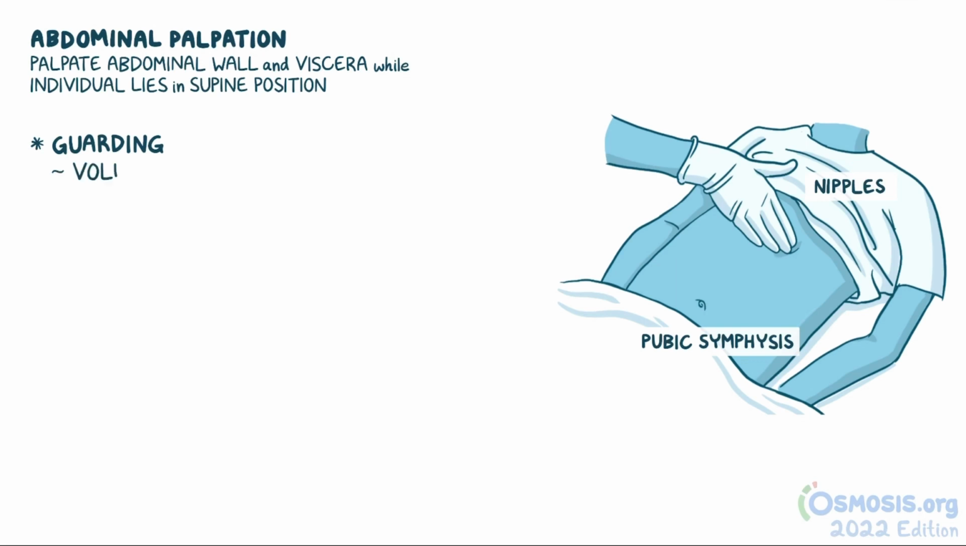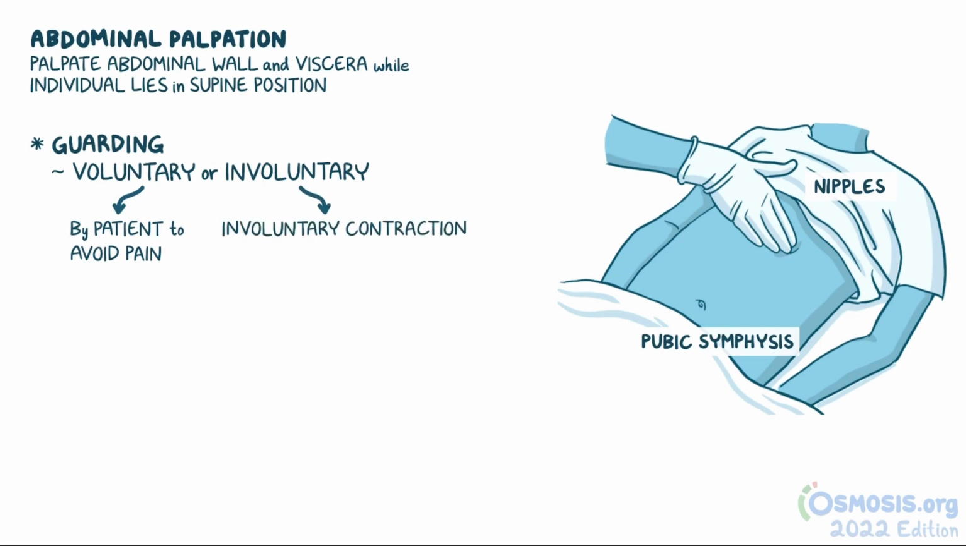Guarding can be either voluntary or involuntary. Voluntary guarding is a voluntary contraction of the abdomen performed by the patient in order to avoid pain during examination and usually represents a diffuse abdominal pain, meaning the entire abdomen tenses up. Involuntary guarding, on the other hand, also referred to as rigidity, happens when there's involuntary contraction of the abdominal muscles in order to protect the underlying abdominal viscera from pressure as they are irritated.